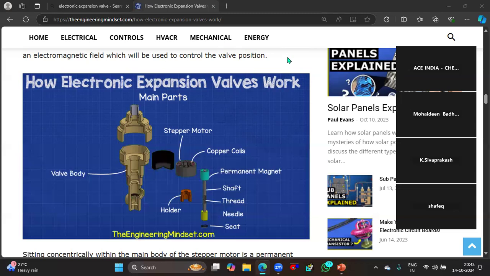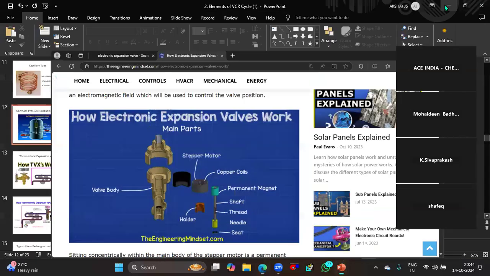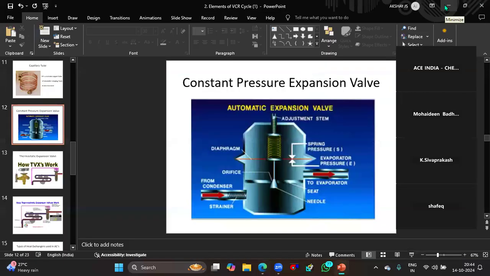So this is the concept of an electronic expansion valve. I told you guys, it's symbolic. First of all, these whole connections come built in alongside your machine itself, so you don't need to worry about these kinds of things. Okay.